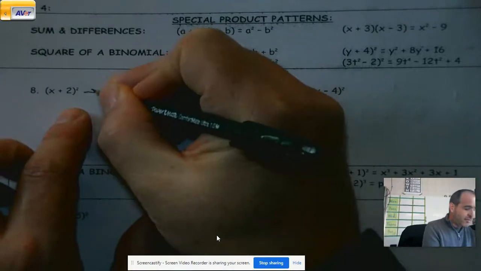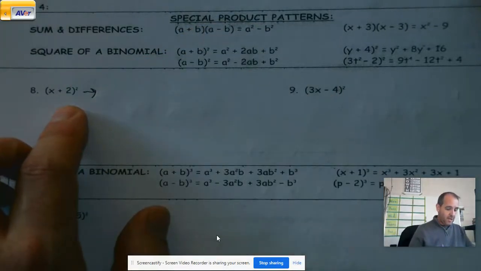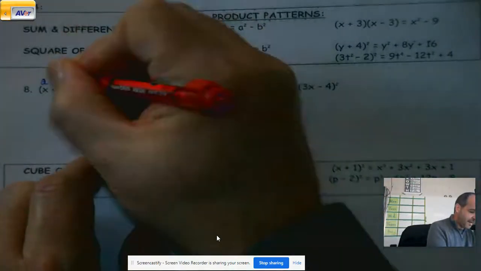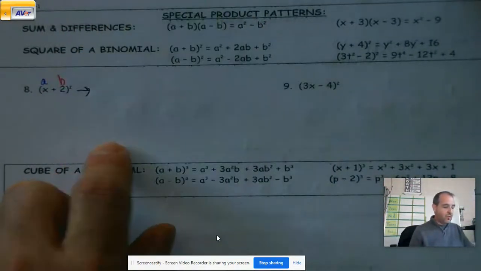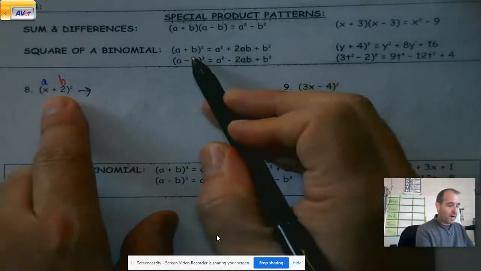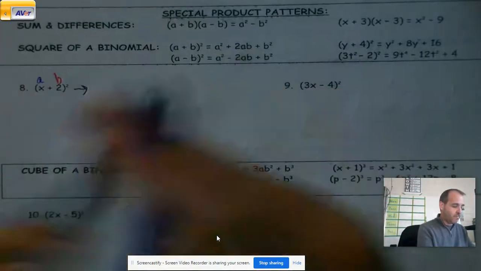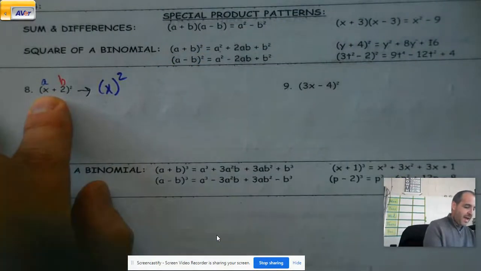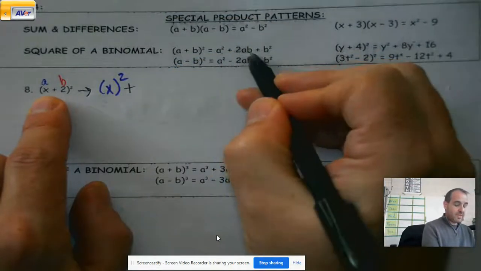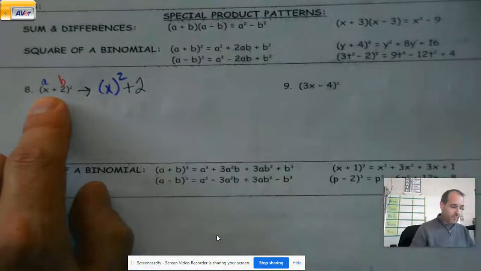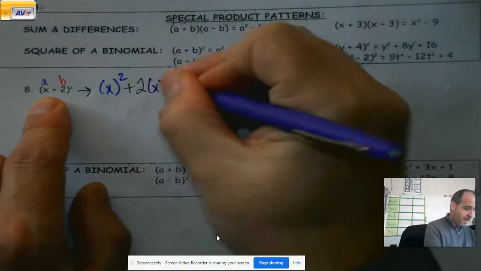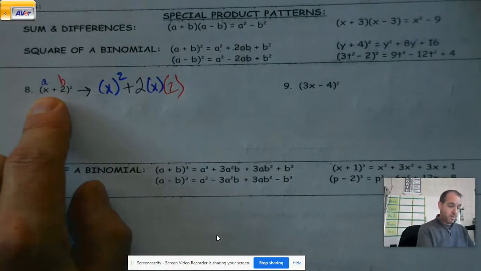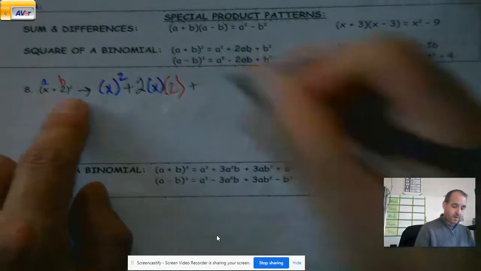If you want to follow the pattern here, okay, square of a binomial. This is like my A term. This is like my B term. And so what I would do is, this binomial square, I would square my A term. So I'm squaring my first term. And then I'm adding 2 times the product, which means I'm doing 2 times my A term times my B term, and then plus my B term squared.